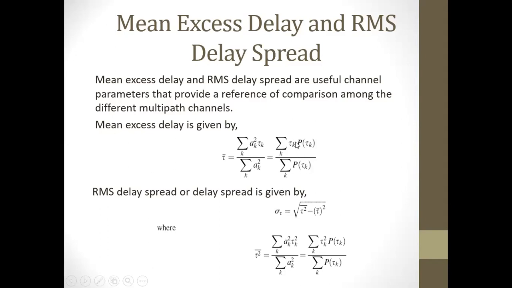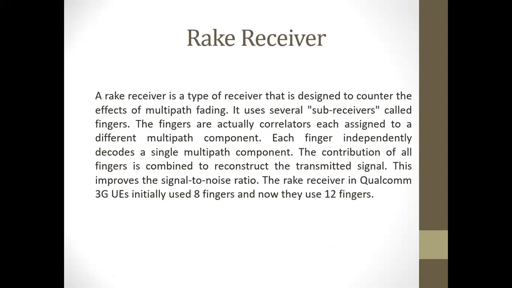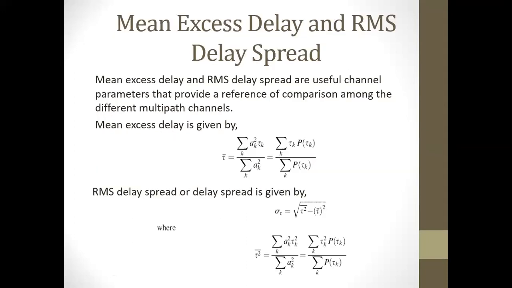Using tau square for every product, you calculate all these products, then you sum up. So that is the tau square average. Of course this term would be larger than the square of the mean because you're squaring. Then subtract and take the root. That is called delay spread. So commonly people use delay spread to characterize a particular environment. So now you understand that there is time dispersion.